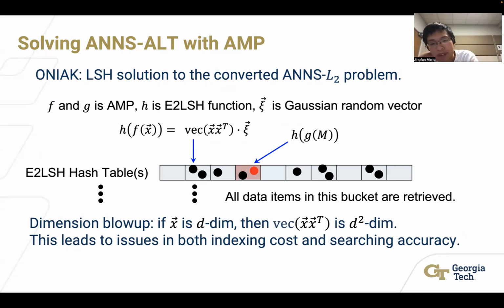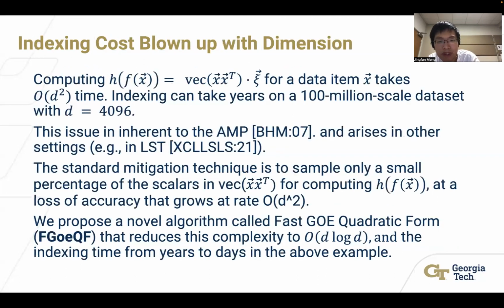Given a query M, we first compute this AMP mapping GM, and then its E2LSH hash value HGM, and get a bucket, and we retrieve every data item in this same bucket as the data. So it seems that's all, but there's a caveat: the dimensionality of this Fx is D squared. If D is 1,000, then D squared is 1 million. So it can lead to issues in the indexing cost and searching accuracy.